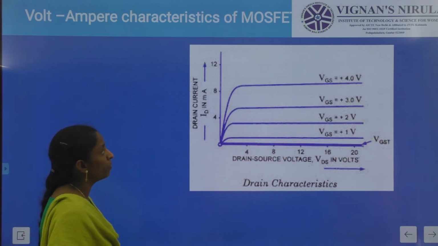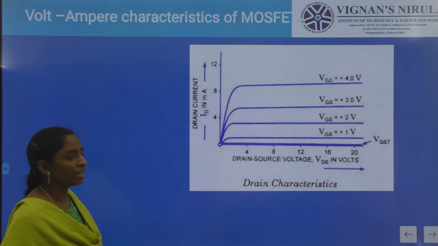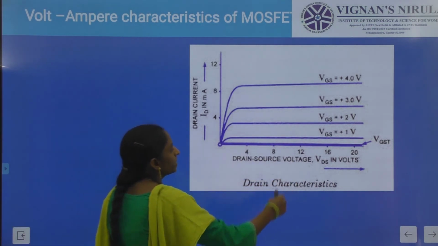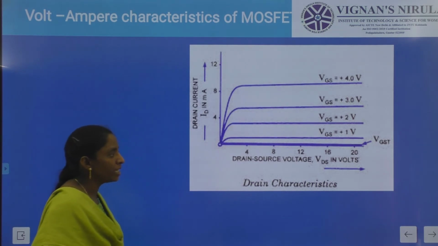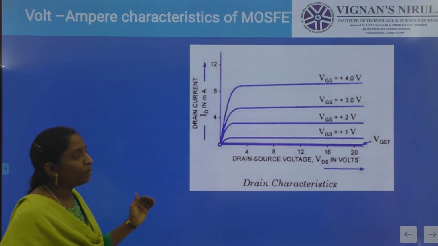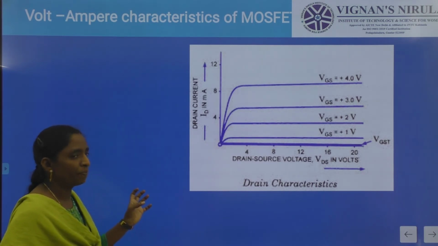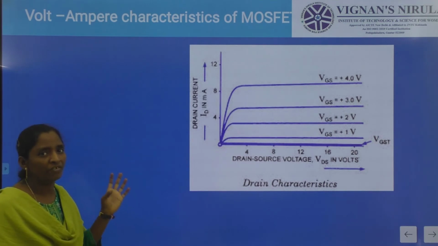VGS is the input voltage and current ID is the output current. We plot a graph with output voltage on the x-axis and output current on the y-axis, and we keep the input voltage constant. That is the main function of a field effect transistor.